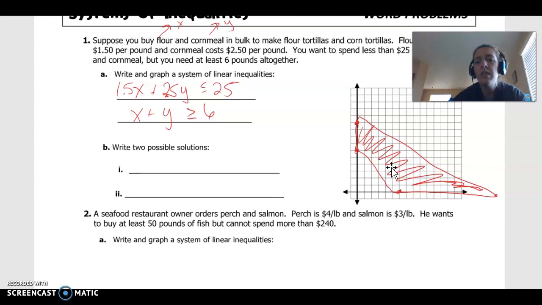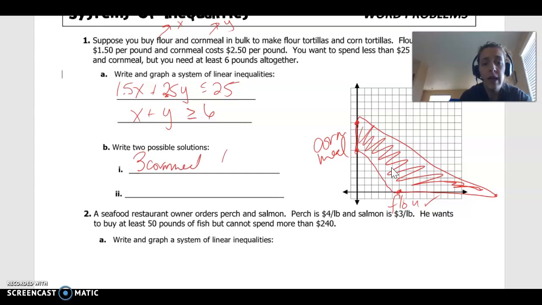And because we're dealing with pounds of flour, and I want to go ahead and use these whole number values. So I see that if I've got, let's see, 6 pounds of flour, and I'm going to go ahead and label my axes, since we gave flour as the X and cornmeal as our Y. So if I have 6 pounds of flour, I could have 3 pounds of cornmeal. So I've got 3 of cornmeal and 6 of flour.